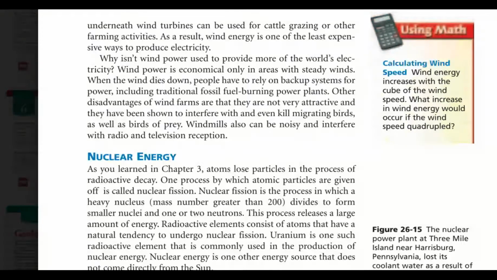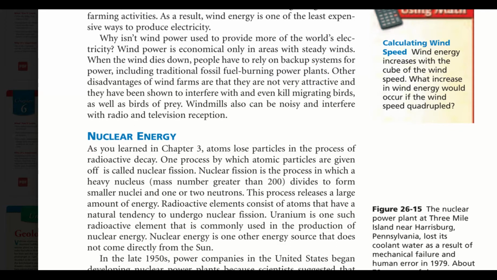Why isn't wind power used to provide more of the world's electricity? Wind power is economical only in areas with steady winds. When the winds die down, people have to rely on backup systems for power, including traditional fossil fuel burning power plants. Other disadvantages of wind farms are that they are not very attractive and they have been shown to interfere with and even kill migrating birds, as well as birds of prey. Windmills also can be noisy and interfere with radio and television reception.